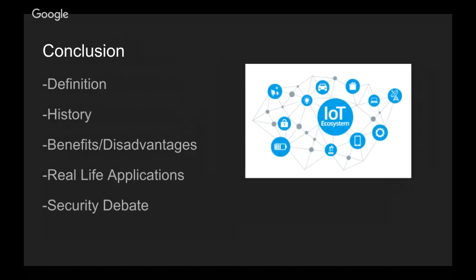In conclusion, by discussing the definition of the Internet of Things, the history, the advantages and disadvantages, everyday implications, and security concerns, it is very evident that IoT has a major impact on the world we live in today and will continue to hold a presence in the lives of people around the world for years to come.